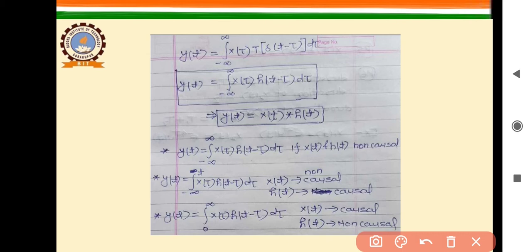So remember, if both the signals are non-causal signals, then the limit of the integration will be from minus infinity to plus infinity. Next, suppose x(t) is non-causal and h(t) is a causal signal. It means that when we put these two in the integration, we have x of tau h of t minus tau d tau.